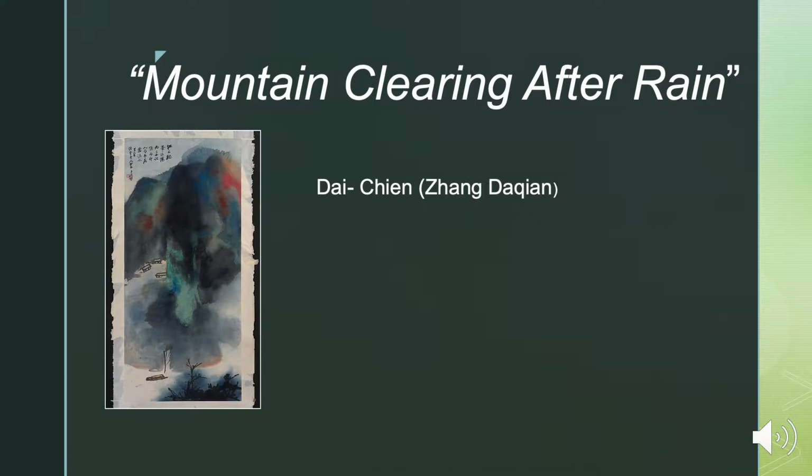Mountains Clearing After Rain. I will be discussing the painting by Dai Chen, Zhang Daiquan. Chen was a modern Chinese painter, born 1899 to 1983. He enjoyed a long career as an artist and collector. Many of his works were copied, or often described as forgeries, from the Tang and Song dynasty.